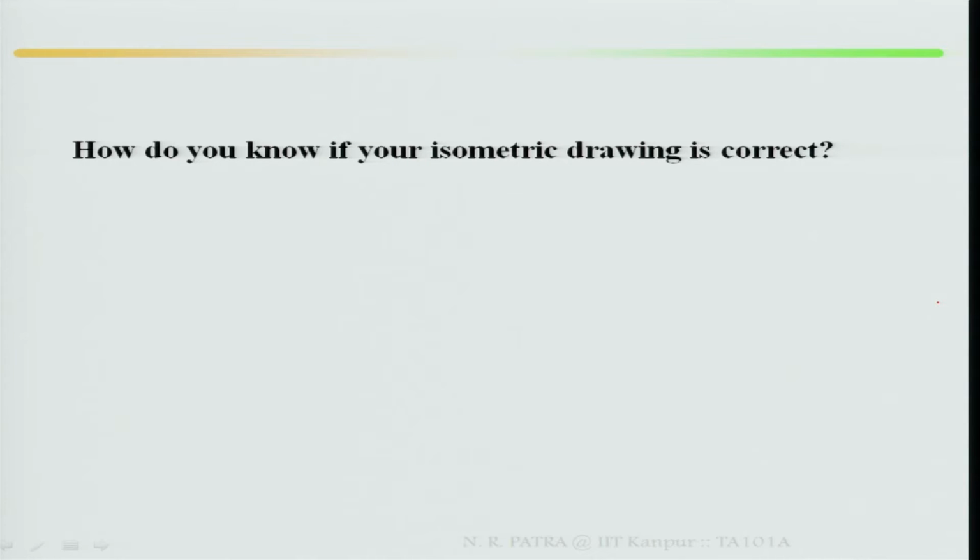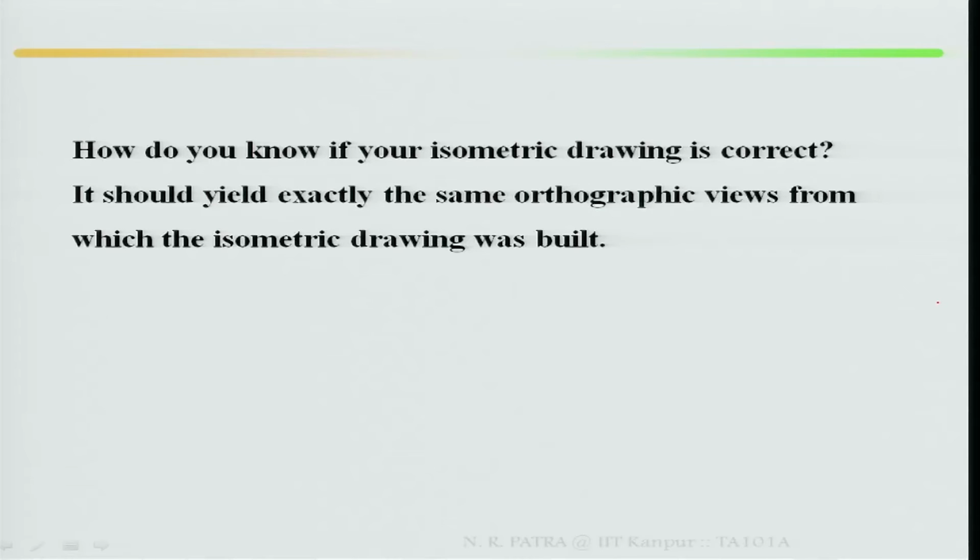How do you know if your isometric drawing is correct? As I said earlier, from the isometric drawing you again draw the front view, meaning you can redraw the 3 orthographic views. Then you can check whether the top view, front view and side view given to you are matching or not. If not, then there is a problem in the isometric drawing. It should yield exactly the same orthographic views from which the isometric drawing was built.